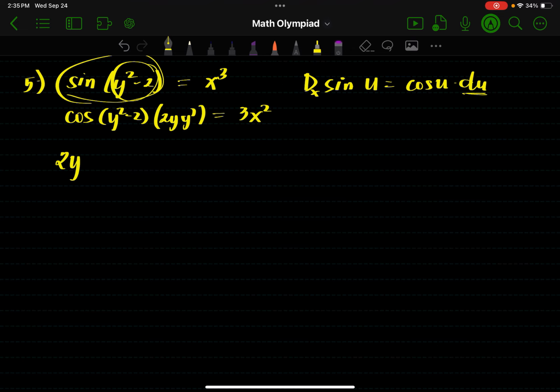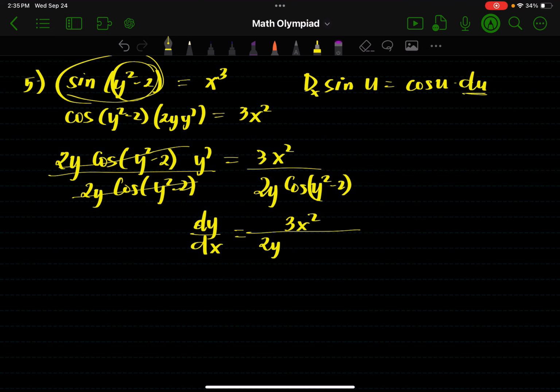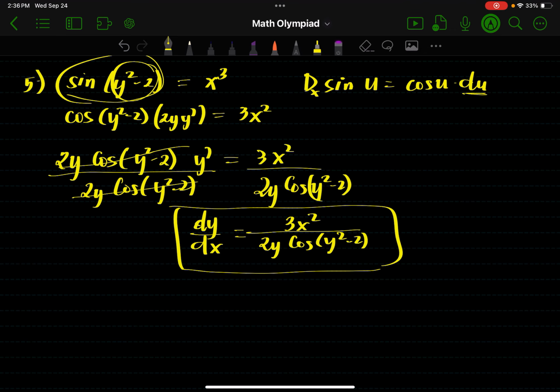So this is equivalent to 2y cosine of y squared minus 2 y prime equals 3x squared. Divide both sides by 2y cosine of y squared minus 2. So cancel. So the dy over dx of this is 3x squared over 2y cosine of y squared minus 2. And this is the answer.